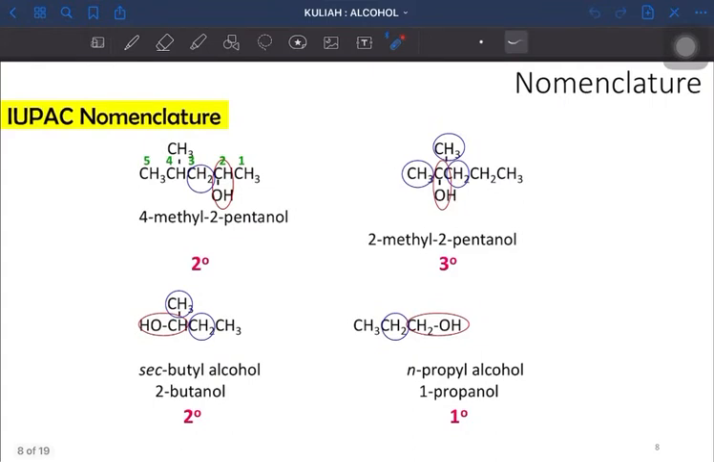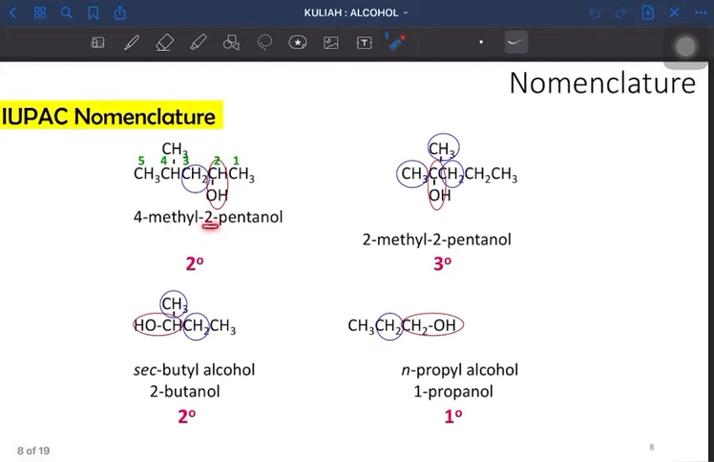Okay, let's look into this example. Here we have this example. We have to find the longest carbon chain. So the longest carbon chain here is 1, 2, 3, 4, 5. So 5 is the longest carbon chain, and we have to start the numbering at the end closest to the OH. In this case, this one. So 1, 2. So we have 2-pentanol.